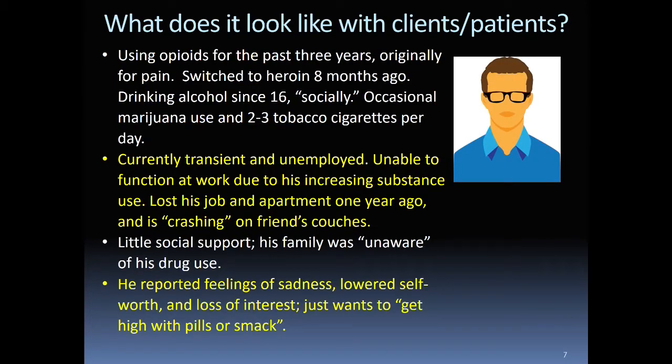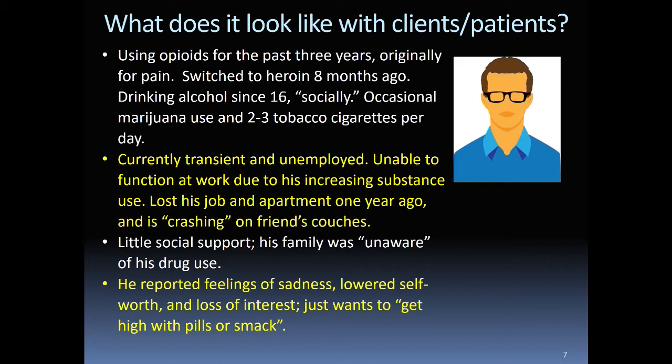Okay, some more information about Mr. John Doe. He has used opioids for the past 3 years, originally for pain. As you see, he switched to heroin 8 months ago. He's been drinking alcohol since the age of 16, so he's 27, that's roughly 11 years socially. Occasional marijuana use and 2 to 3 tobacco cigarettes per day. He currently is a transient and unemployed. He's unable to function at work due to his increasing substance use. He lost his job and apartment 1 year ago and is crashing on friends' couches.